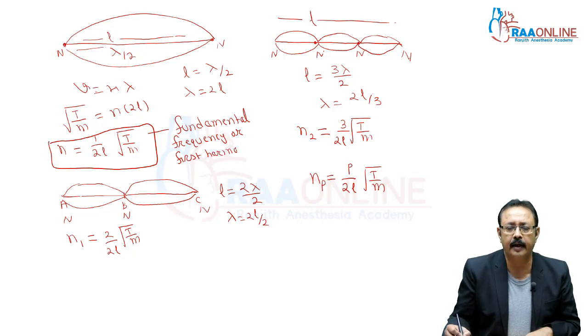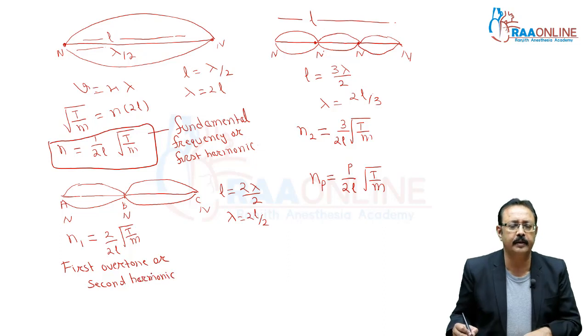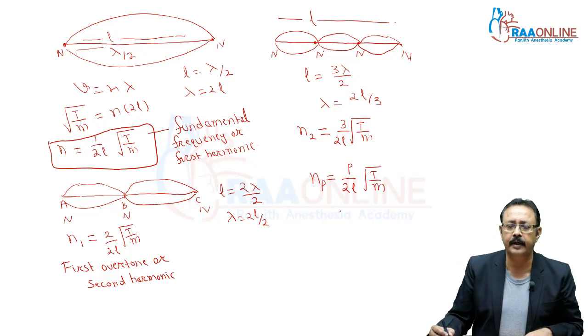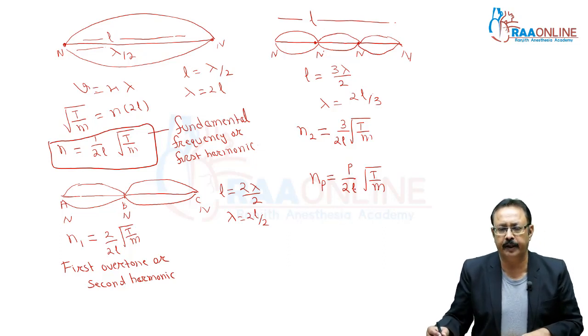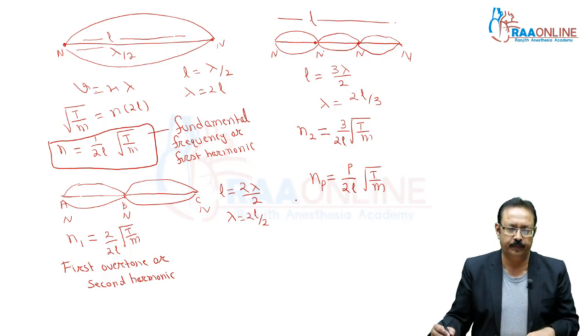Just next higher frequency is known as first overtone or second harmonic. So you can name it like this: it is the pth harmonic or (p minus 1)th overtone.